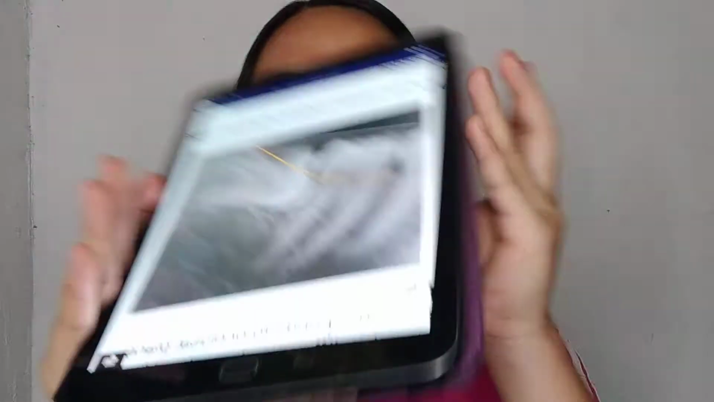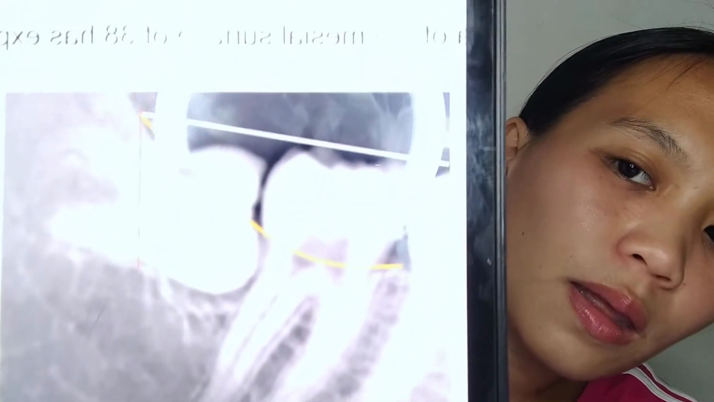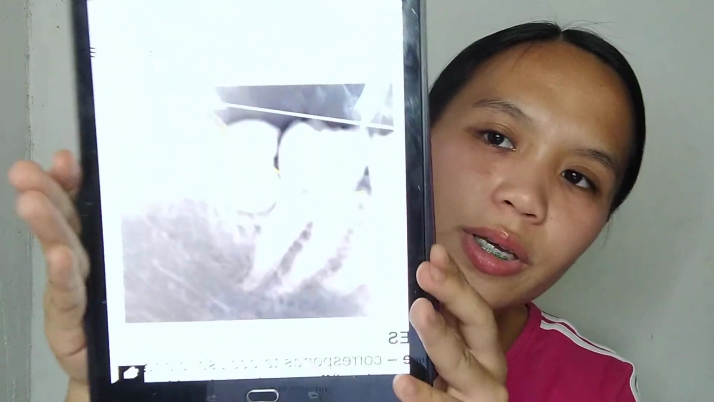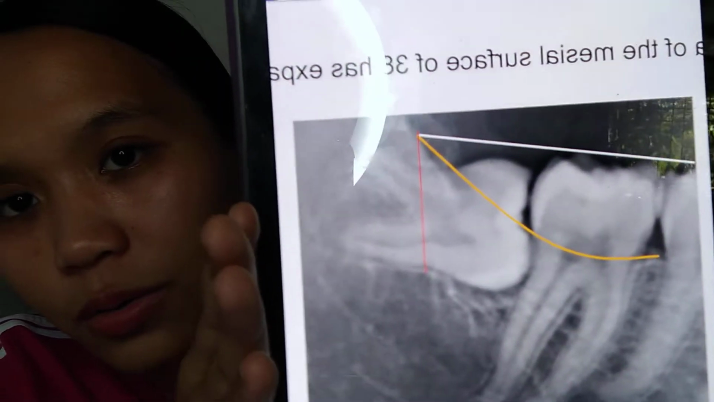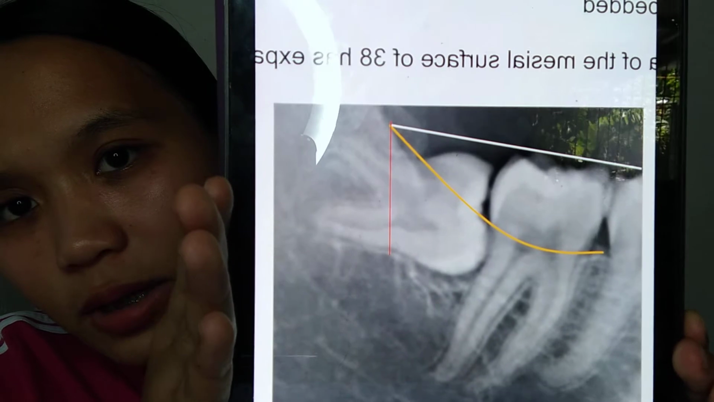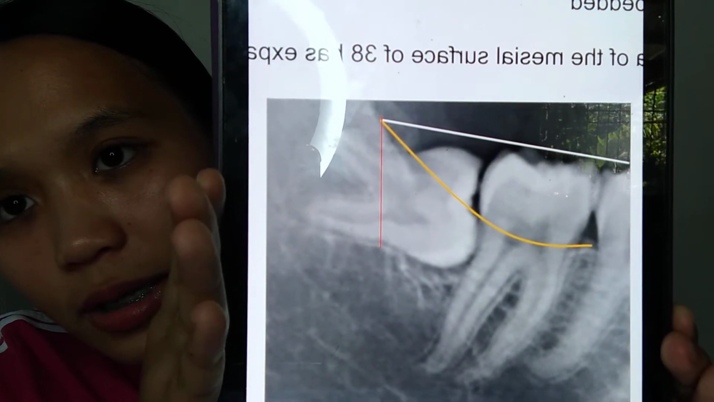For the radiographic interpretation, let me show you her radiograph of the tooth. This is it. I am sorry. Wait. Oh, that is the x-ray. And as you can see, the type of impaction that she has is a horizontal impaction with class 2 Ramus relationship and class A depth.